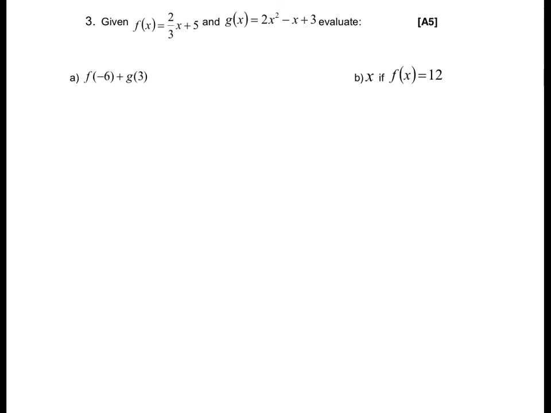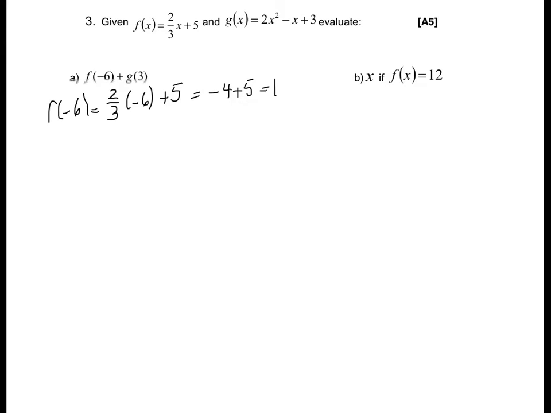The next question is that if f of x is 2 over 3 x plus 5 and g of x is 2x squared minus x plus 3, we are supposed to evaluate f of negative 6 plus g of 3. So this means I have to find f of negative 6 first. So f of negative 6 is equal to 2 over 3, I replace x with negative 6, plus 5. Negative 6 over 3 is negative 2. 2 times negative 2 is negative 4, plus 5 is 1.